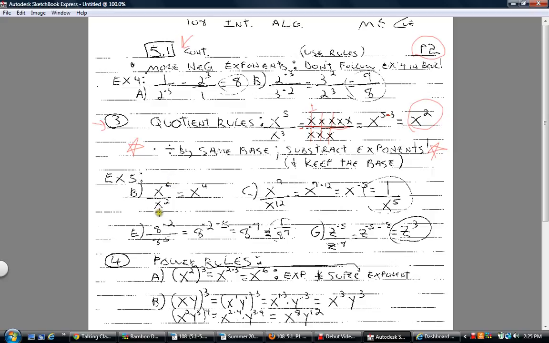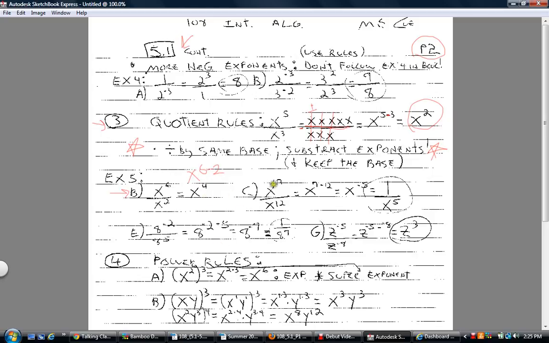Okay, so here we go. Look at example 5. I wrote a couple of them out of the book. X to the 6th divided by x squared. Answer, x to the 4th. How did I get that? What's the intermediate step? Subtract the exponent. 6 minus 2 is 4.